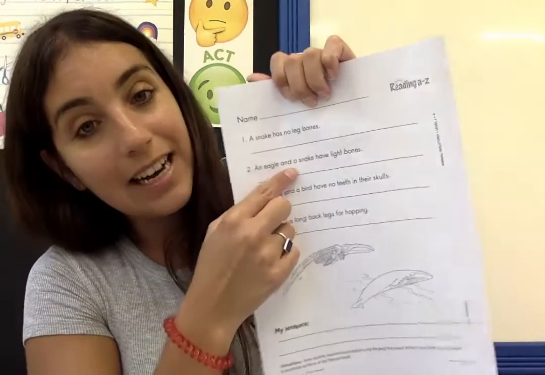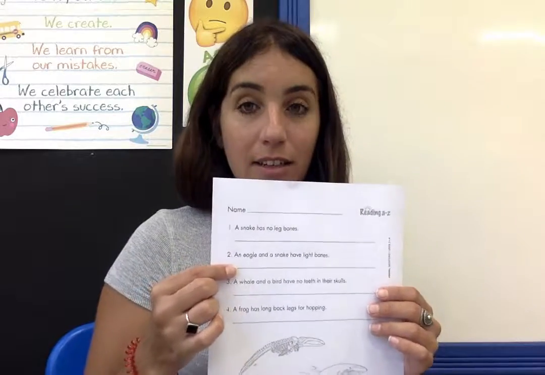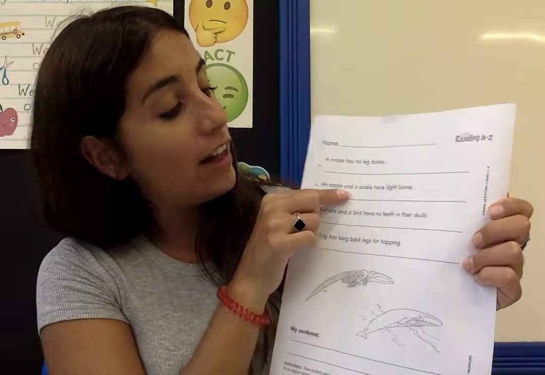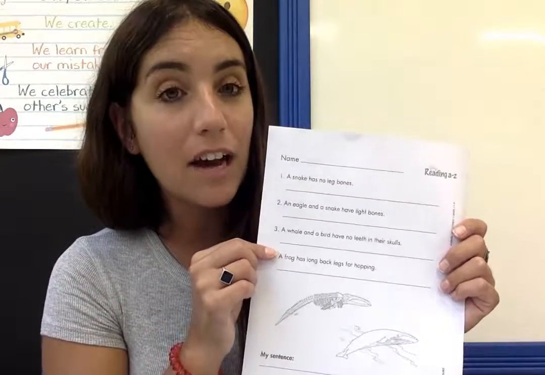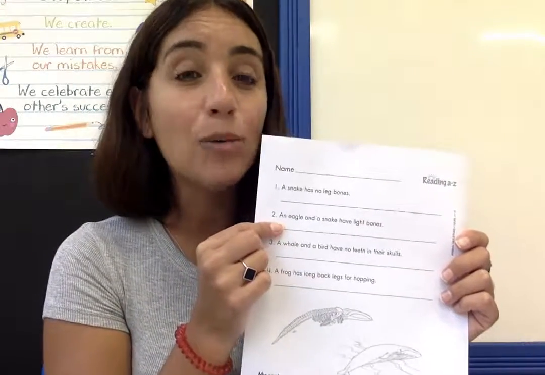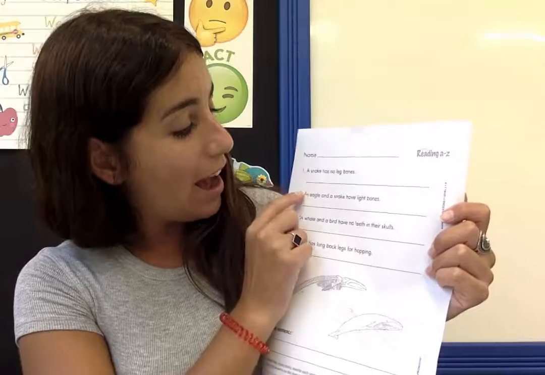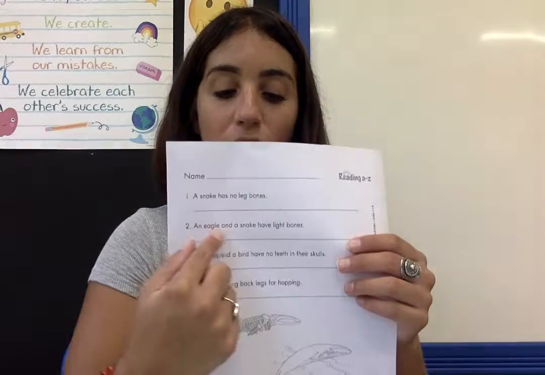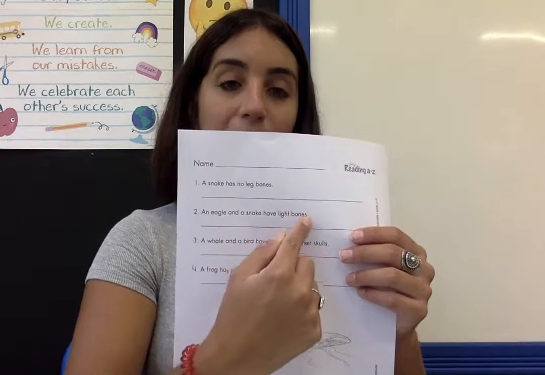An eagle and a snake have light bones. So we actually have two subjects in this sentence. It is a plural sentence. Let's take a minute to think about it. If you thought that the eagle and the snake are the subjects of this sentence, you are correct. They are the subjects and they're also the nouns in this sentence. We actually have other nouns in this sentence, but they're not the subject. So an eagle and a snake have light bones.